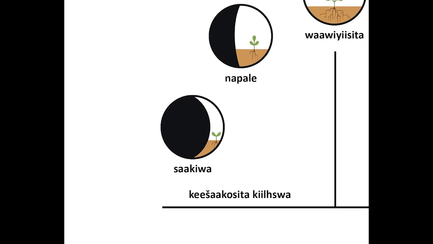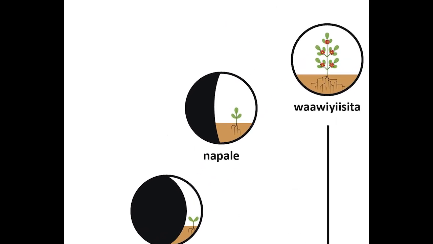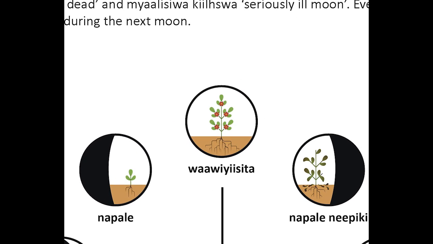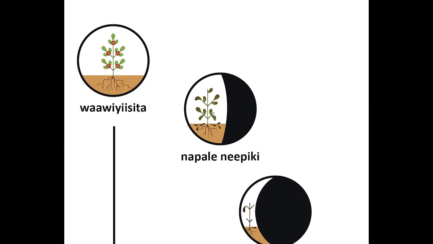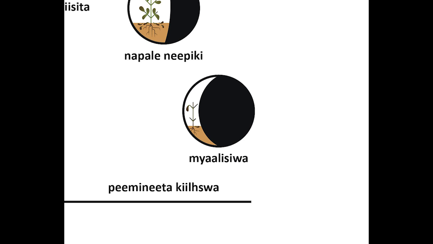So let's start with the beginning one, ciinkwia, and that means new moon. The next one, napale, is the first quarter moon, and that means half. The middle one, wawisita, which means full moon. And then napale ne pike, which means half dead, or the last quarter moon. The last one is miyaaliswa, which is the waning crescent, and this means almost dead.